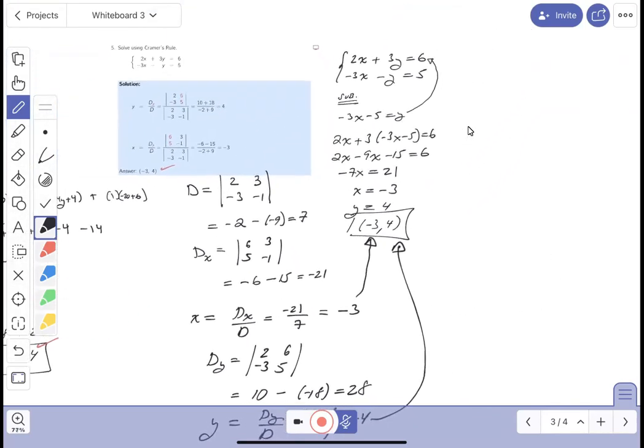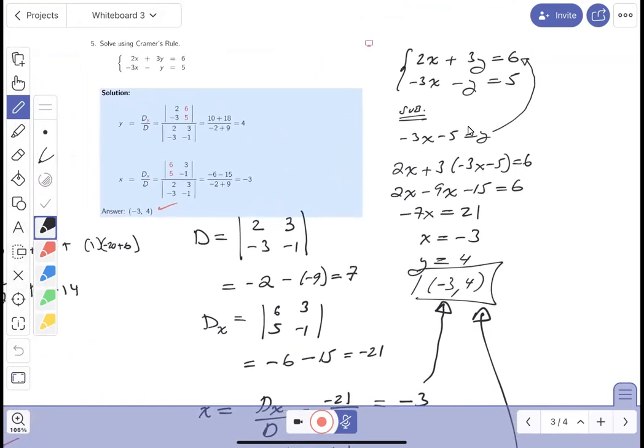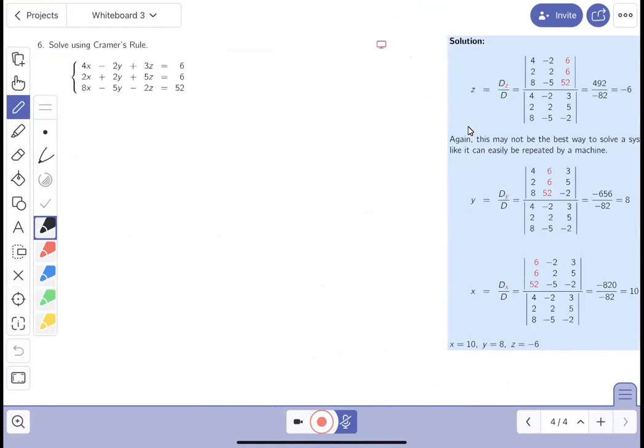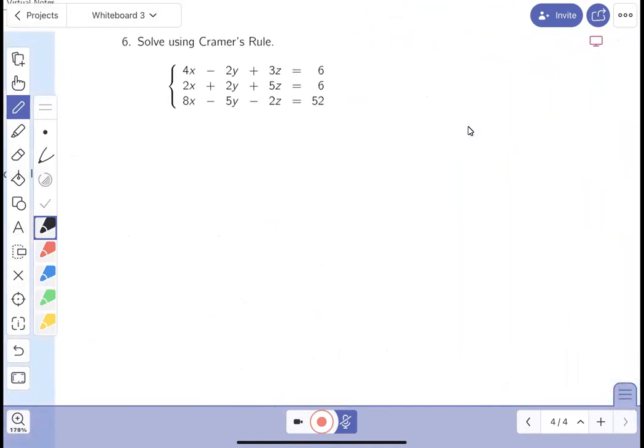Now, Cramer's rule is nice if you're a machine. It's really nice. All right. I actually think substitution is easier. Now, the next one, problem number 6, wants me to use Cramer's rule. Again, if I were doing the problem, I wouldn't use Cramer's rule. I would probably put down an augmented matrix and try to get it to reduced row echelon form, or at least a form where I could pull the solutions off quickly. All right. Let's use Cramer's rule. First goes down as D.